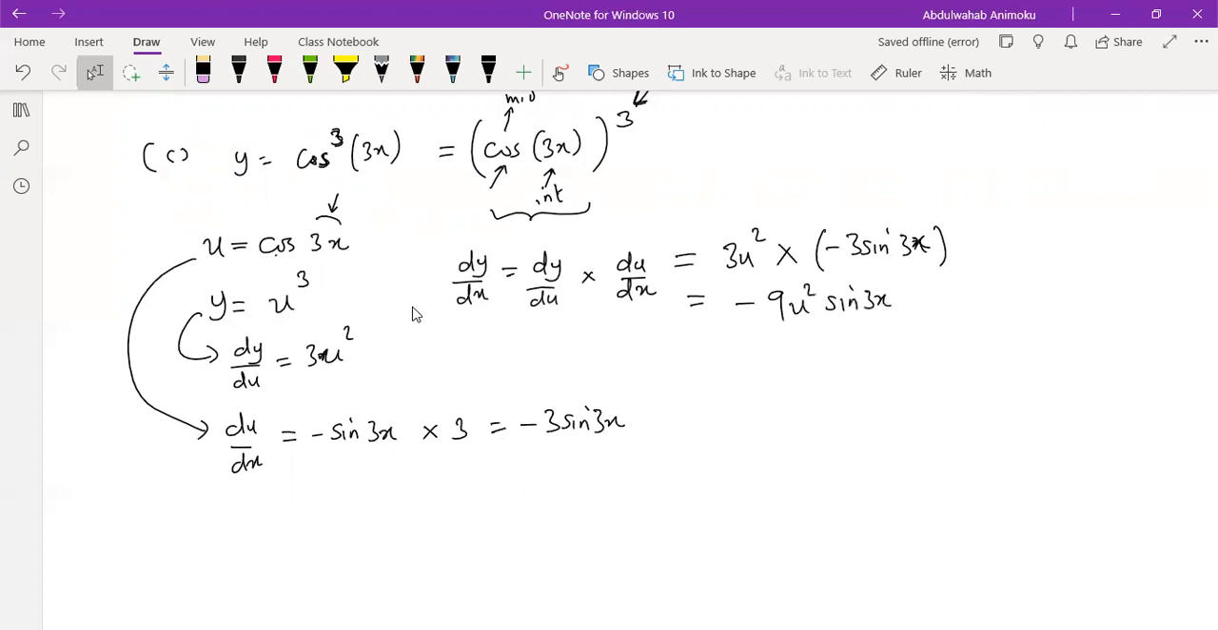Remember, we have to write everything in terms of x. So what is u? u is cos 3x, so we get minus 9 cos 3x squared sine 3x. So this gives you the answer to the problem. Okay, so that is for C.